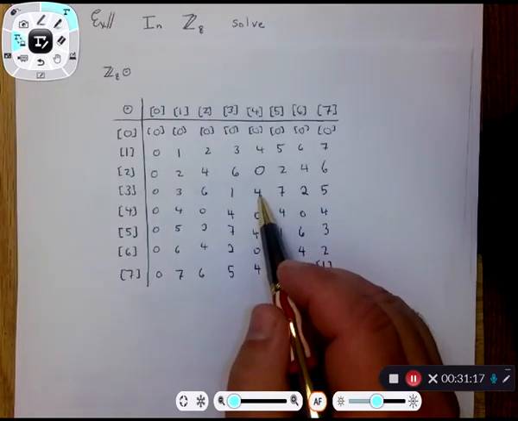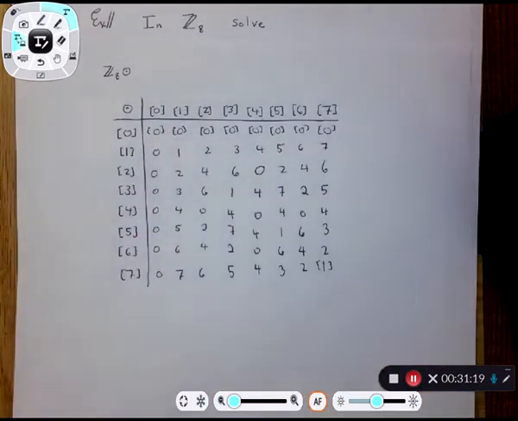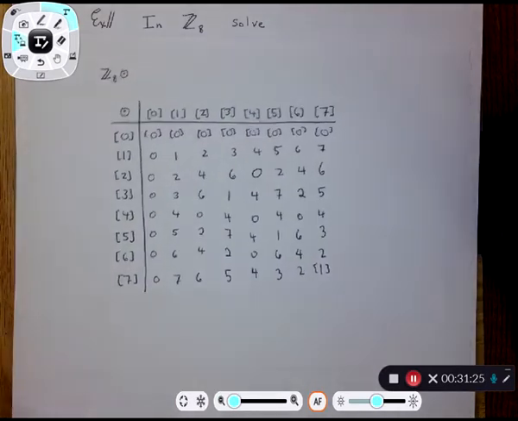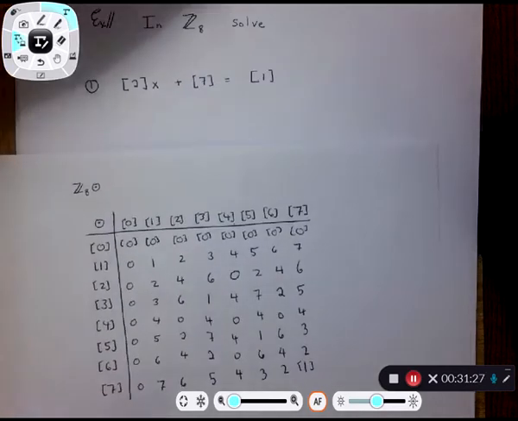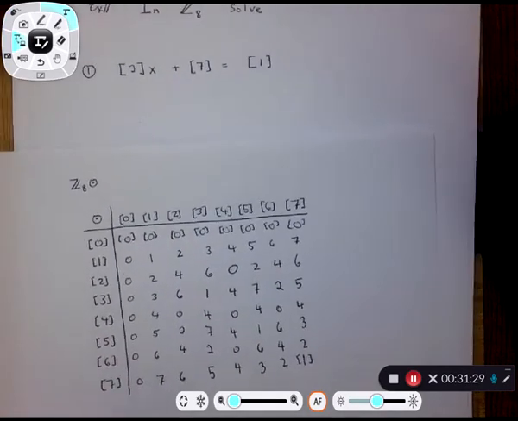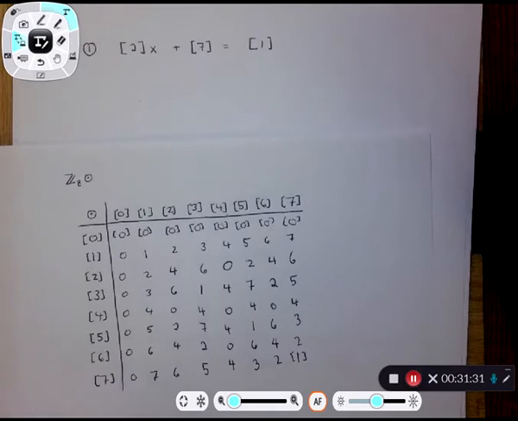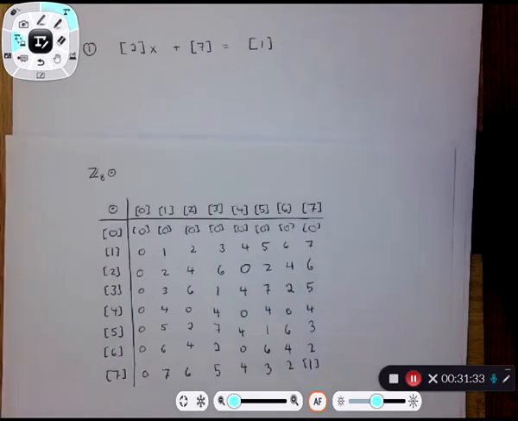You're trying to get a number between 0 and 7. So this is basically what I did to get my table of this guy. But the multiplication table is going to be very advantageous. Let me show you. So for this first equation up here in Z8, I have equivalence class 2 plus equivalence class 7 is equal to equivalence class 1. I want to solve for x.